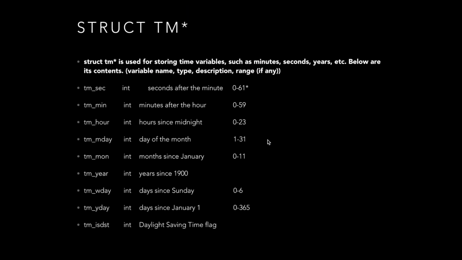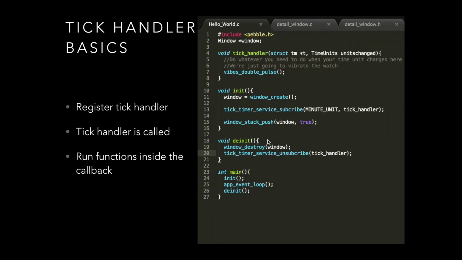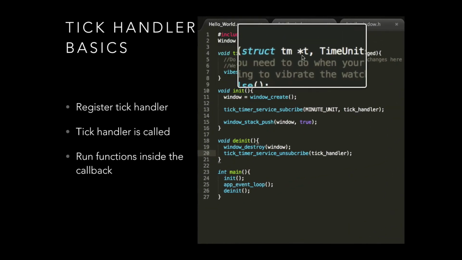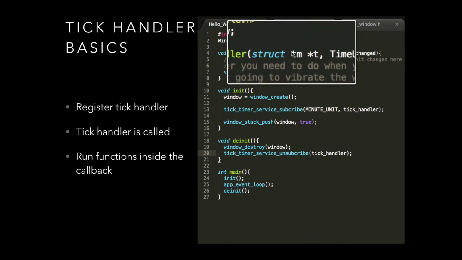All right, so now this is a really crucial part to keeping track of time and everything. Struct is a pointer used for storing time variables such as minutes, seconds, years, months, days, like basically any sort of time related variable you're looking for, you can find it in struct. And this is really handy because in our tick handler here, you can see we have struct being passed into the tick handler without you having to do anything.